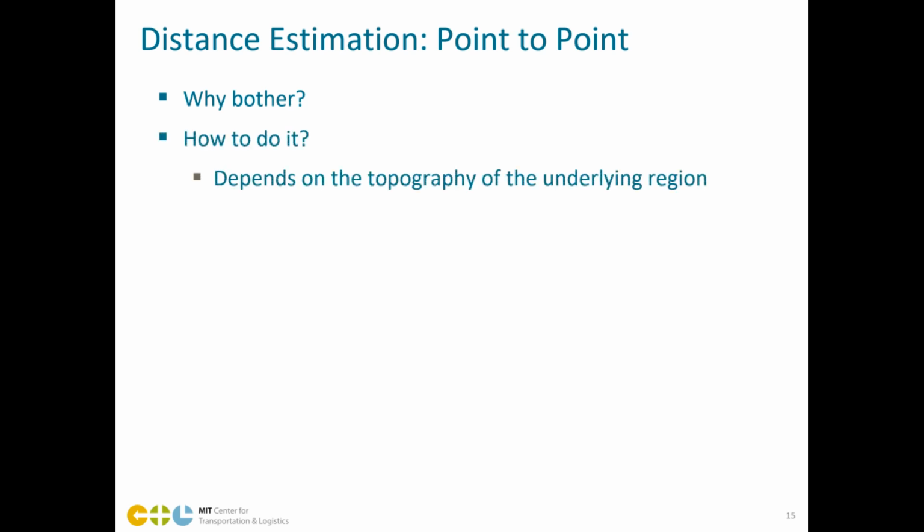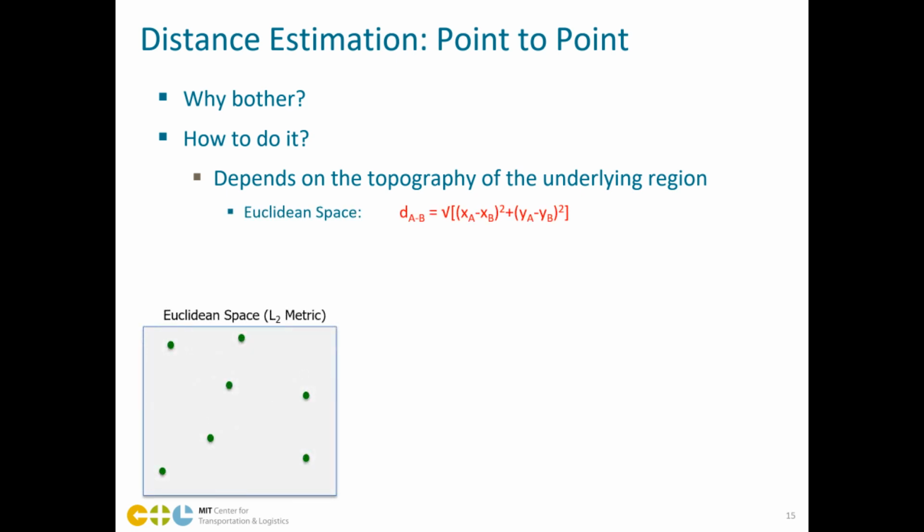So how do you do it? Well, it really depends on what the network looks like that you're operating under, what the topography of that region looks like. And there's three big classes that we consider. The first is that Euclidean space that we've talked about in the past. It's like a tabletop. So the distance between points A and B is simply the square of the differences in the x and the y coordinate summed and then the square root. So pretty straightforward. This is also called an L2 metric because I'm squaring the differences of the x and the y coordinates.